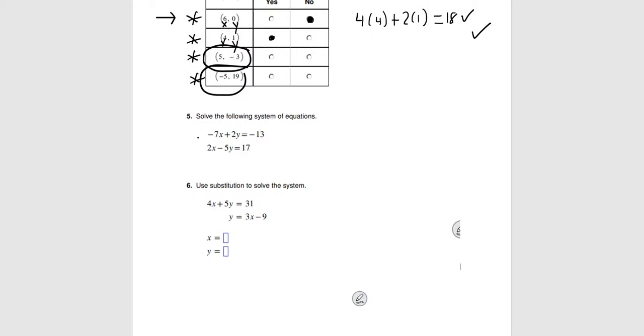And so in order to use elimination, we want to pick whichever variable we want to eliminate, and then we have to change either one of the equations or both of the equations so that when we add the 2 equations together, that variable will drop out. So if I pick to eliminate the y, I'm going to times everything in the top equation by 5, and everything in the bottom equation by 2.